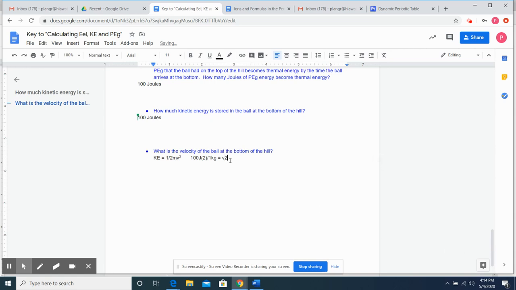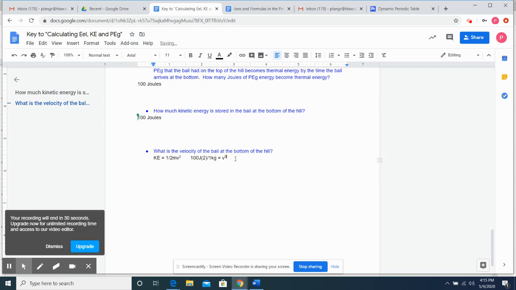Okay, so if that equals v squared, I need to multiply those out and I need to take the square root. Okay, so to solve this, 100 joules times 2 is going to be 200. All right, then I need to take the square root of that whole thing, that whole 200 here, and that is going to give me actually 14. And if you take the square root of 200, that's 14. So 14 meters per second is the velocity at the bottom of the hill.